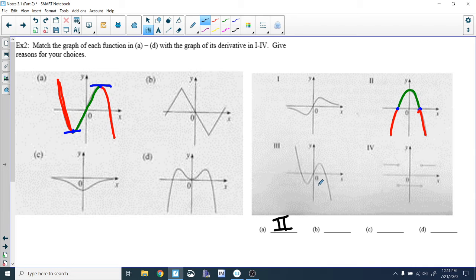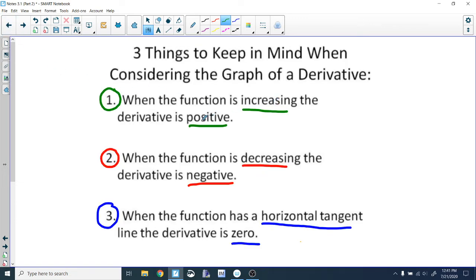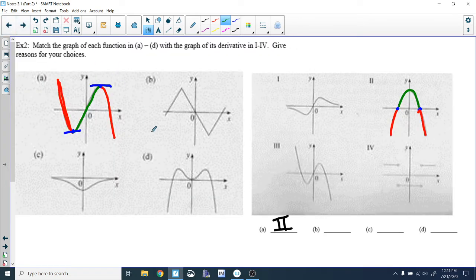And I'm actually going to go a little bit out of order here, in the interest of what makes most sense. So I'm going to grab my green again. Remember, my green color was for when the function is increasing, the derivative is positive. So let's jump down to part D. Let's take a look at that one.